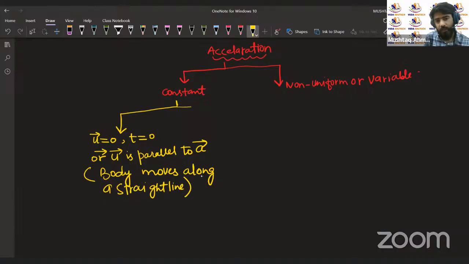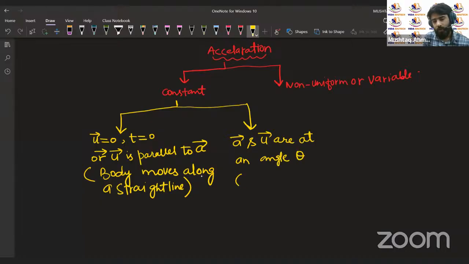And the next case is that acceleration is constant once again, but a and u are at an angle theta, then the trajectory is going to be a parabola. Trajectory will always be a parabola, right?